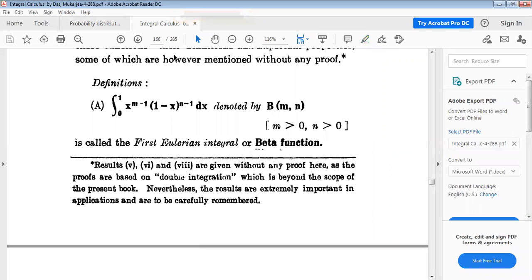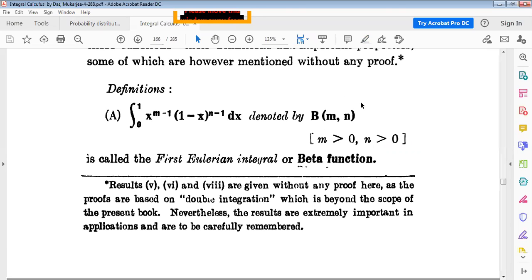Okay, this is the actual definition of the beta function. Beta function from 0 to 1. This is the first Eulerian integral, or beta function: the integral from 0 to 1 of x to the power m minus 1 times (1 minus x) to the power n minus 1 dx, denoted by beta(m, n). Remember it: this whole integral can be written as beta(m, n). This is the beta function.